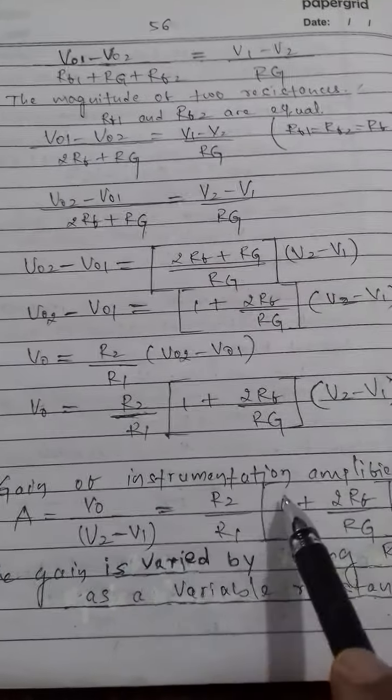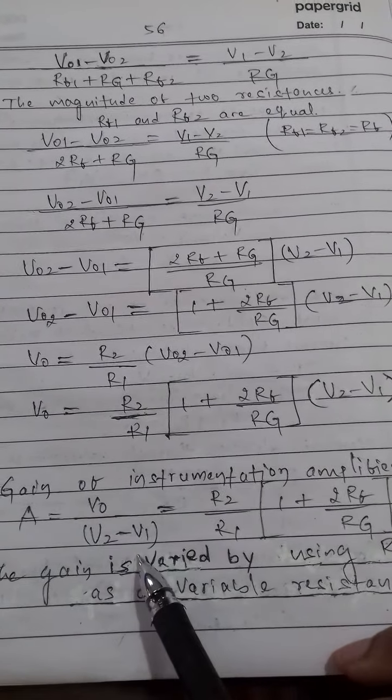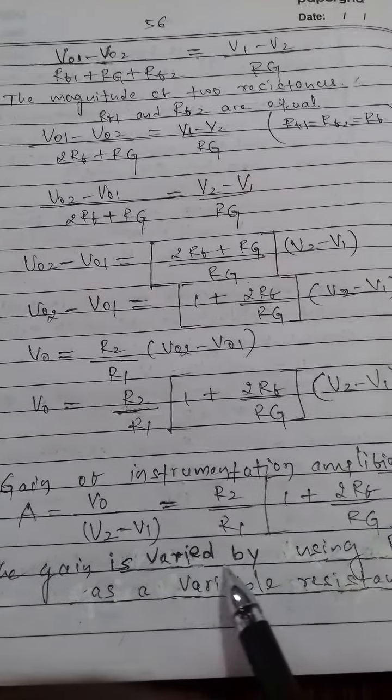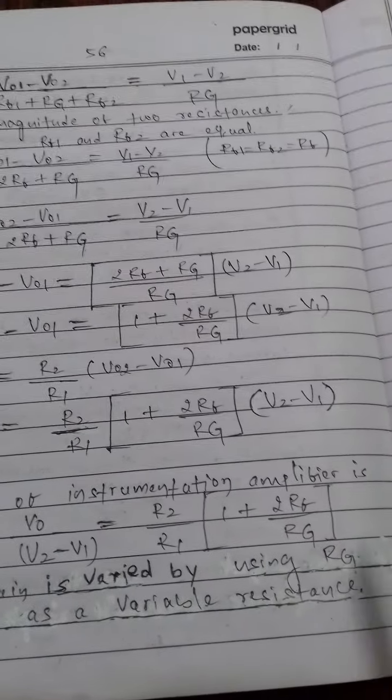The gain of the instrumentation amplifier is A is equal to output upon V2 minus V1, is equal to R2 upon R1 into bracket of 1 plus 2RF upon RG. The gain is varied by using RG as a variable resistance.